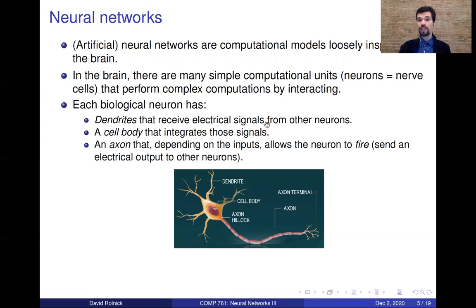OK. Are there questions about the biological model of neurons? Or just the biological structure, I guess, in this case? I'm glossing over a lot of the details here. Individual biological neurons are way more complex than artificial neurons.